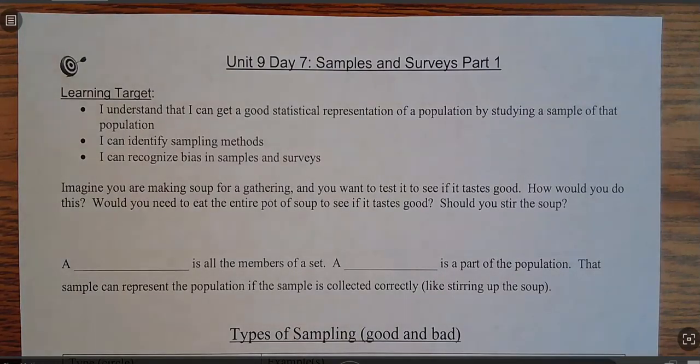Okay, so today is day 7, and this is over samples and surveys, and we split it into 2 different parts. So day 7 and 8 are the 2 parts. Our learning target is: I understand that I can get a good statistical representation of a population by studying a sample of that population. I can identify sampling methods, and I can recognize bias within samples and surveys.